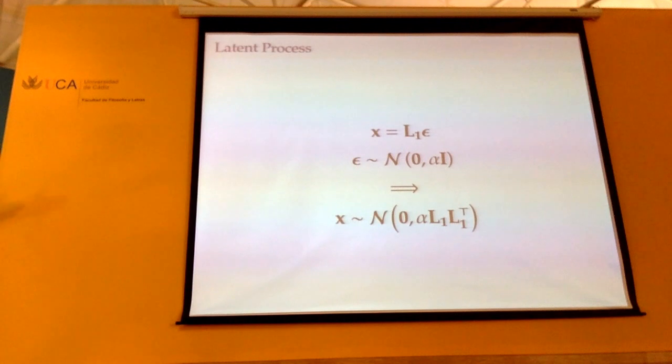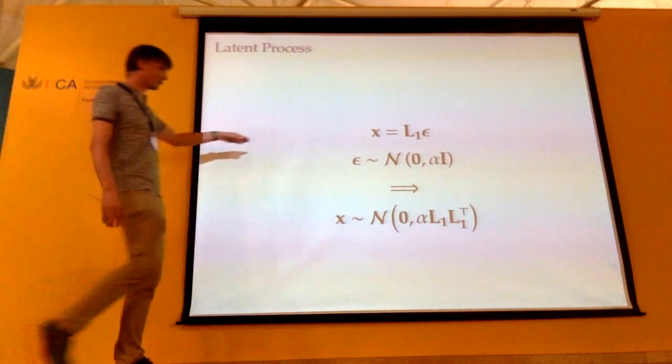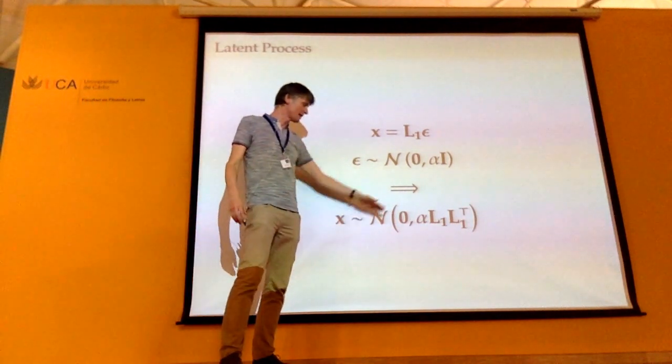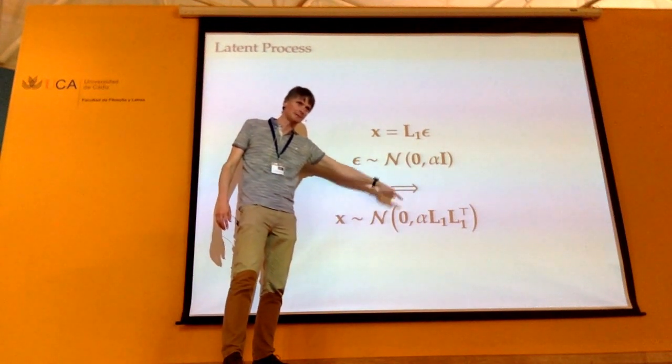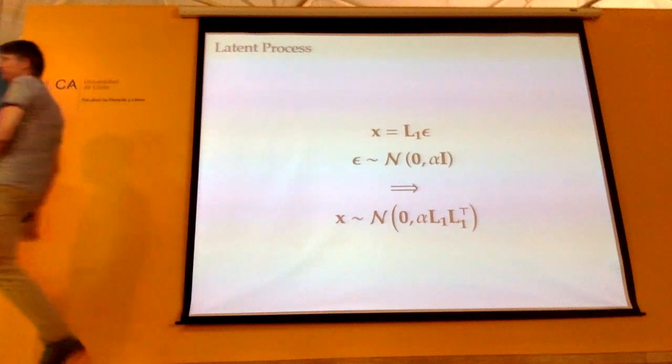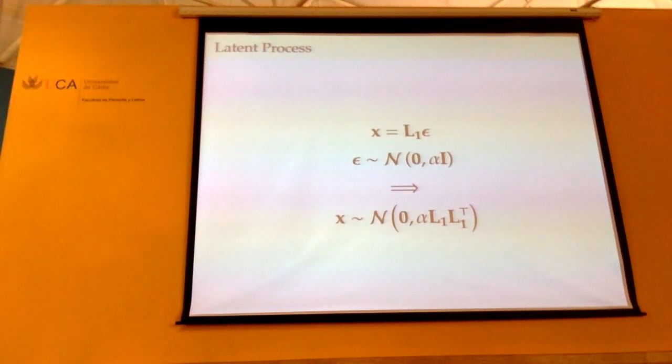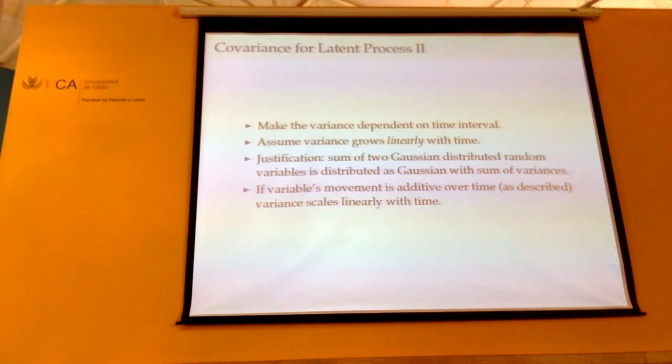So this is basically the equation. The x, which looks like a process, is zero mean with this covariance matrix. It's not a covariance function yet because we haven't turned it into a continuous thing. So now, what I want to do is turn that into a continuous thing.